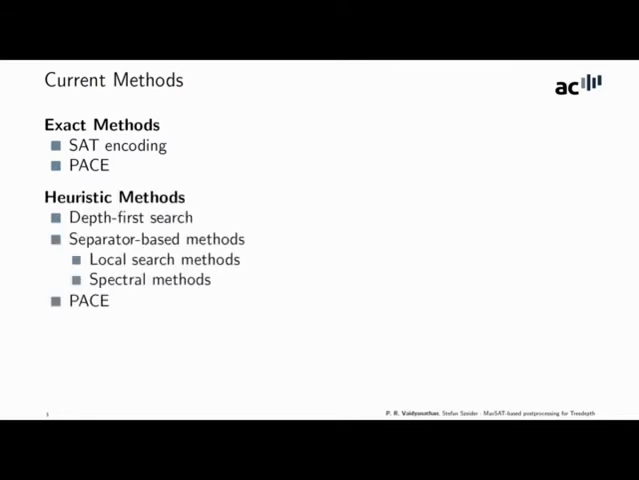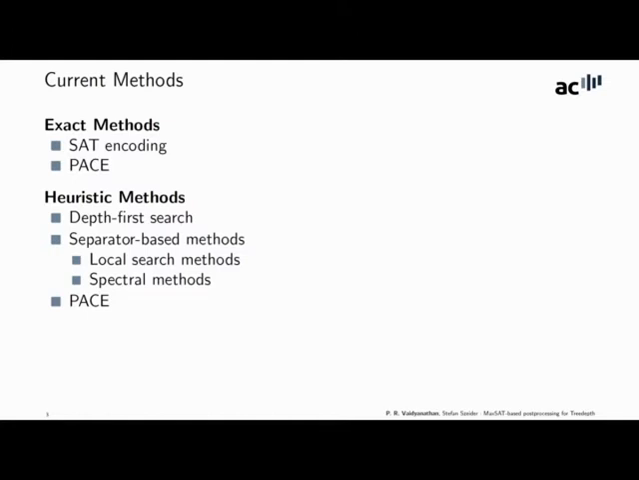So what is known about the tree depth? There exist methods which can compute the exact tree depth of a graph, one of which is based on SAT encodings, and a bunch of methods from the recent PACE challenge. The PACE challenge is an annual competition for parameterized algorithms. There are a number of heuristic methods for computing tree depth. The simplest of which is derived from the depth first search algorithm. There are a bunch of separator based methods, and then again algorithms from the recent PACE challenge.